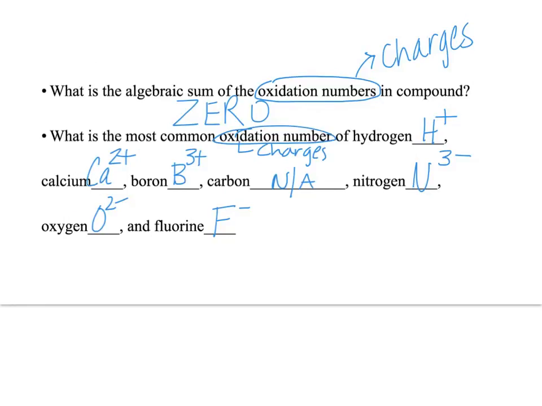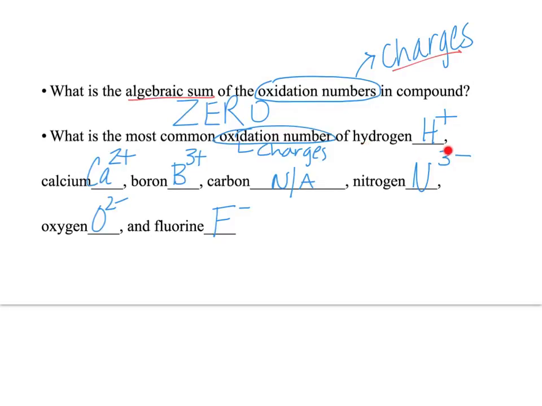Next question says, what is the algebraic sum of the oxidation numbers? That's a fancy way of saying the charges in a compound. And remember, the algebraic sum always adds up to 0. We adjust subscripts in order to get them to do that. The most common oxidation numbers of the following, again, fancy word for charges.